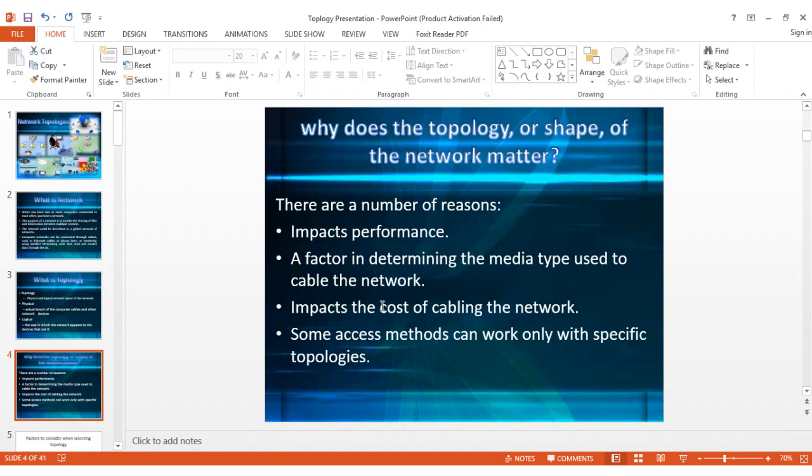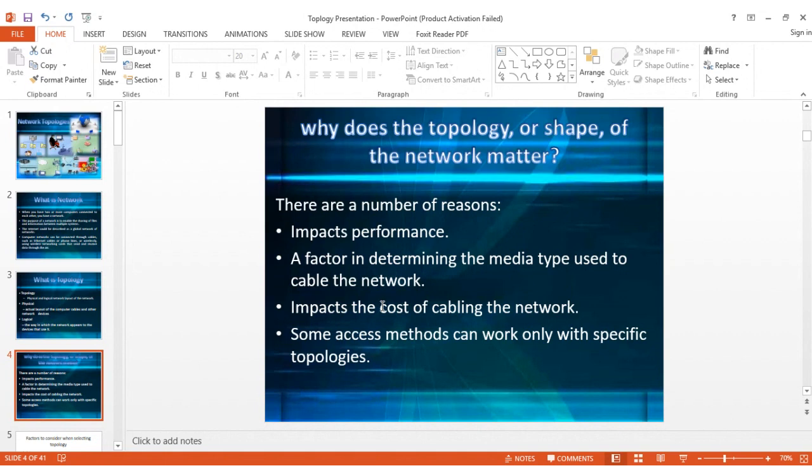For example, if you compare the star topology and the bus topology, in the star topology, if the central device fails, the whole network fails. So when you compare the performance of a star topology and a bus topology, the bus is a bit better. That is the impact on performance.